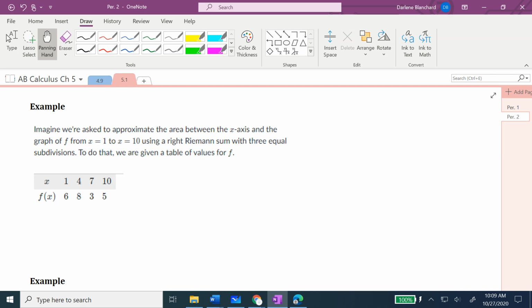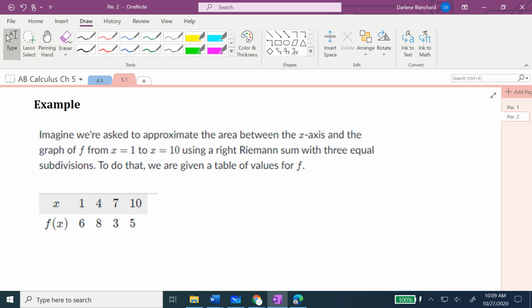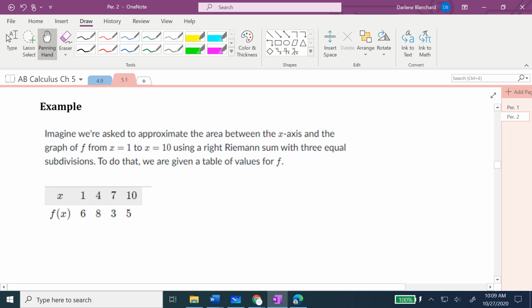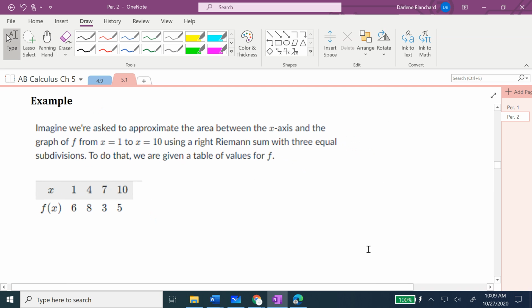I've got another example for you. A lot of times they will ask you to approximate area, and they're going to give you a table. So this is specifically saying we're going to approximate the area between the x-axis and the graph of f from x equals 1 to x equals 10 using a right Riemann sum with 3 equal subdivisions.